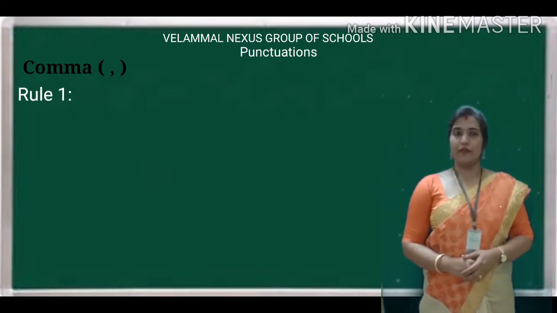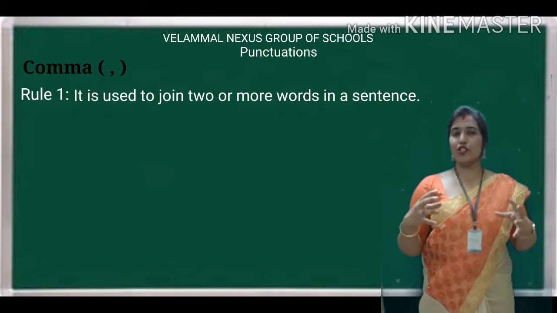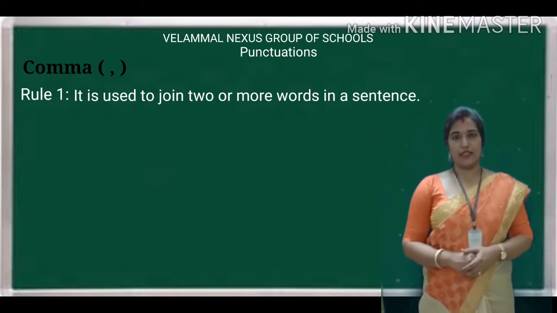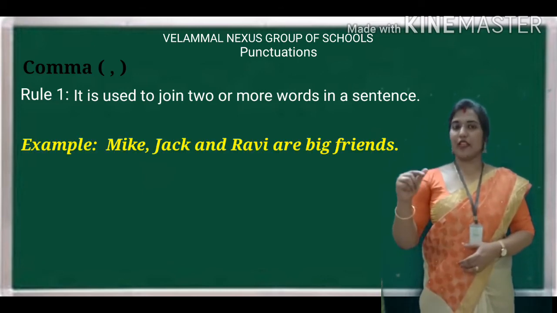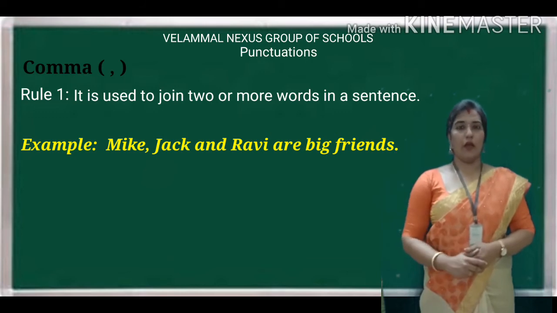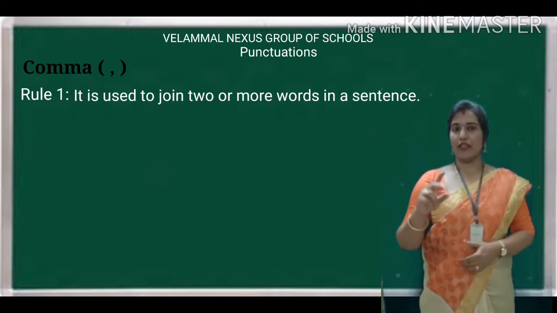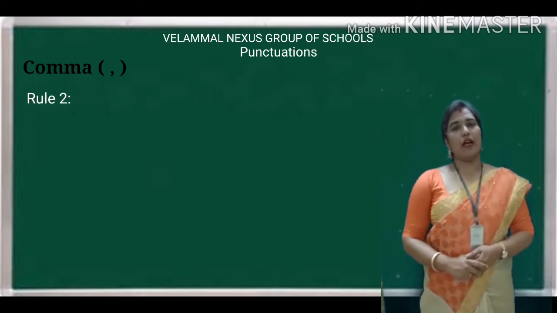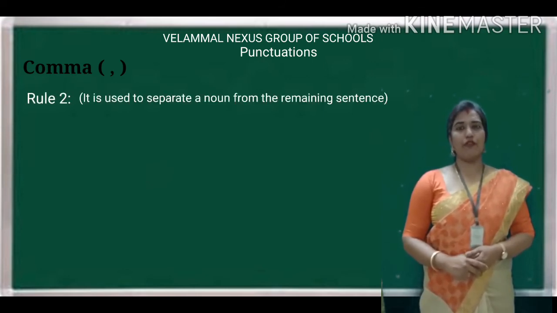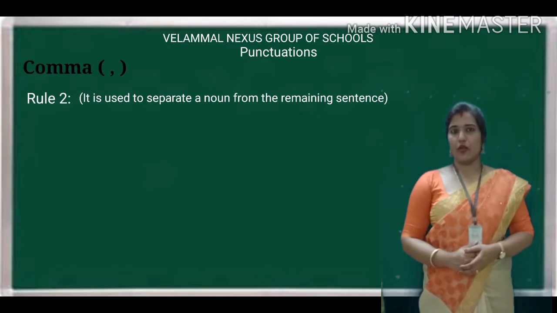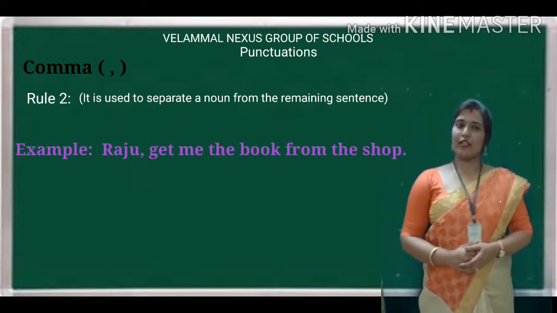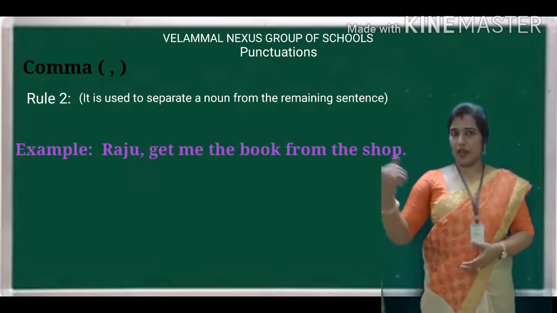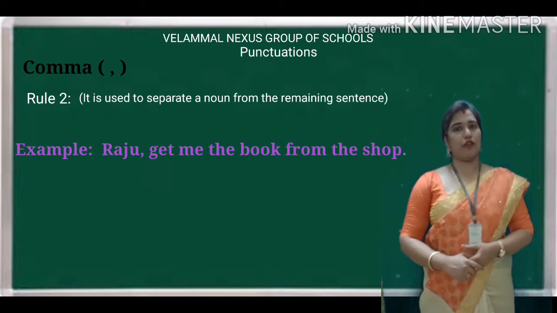Rule number 1. A comma is used to join two or more words in the sentence, as in Mike, comma, Jack and Ravi are big friends. Rule number 2. A comma is used to separate a noun from the remaining sentence. For example, Raju, comma, get me the book from the shop.